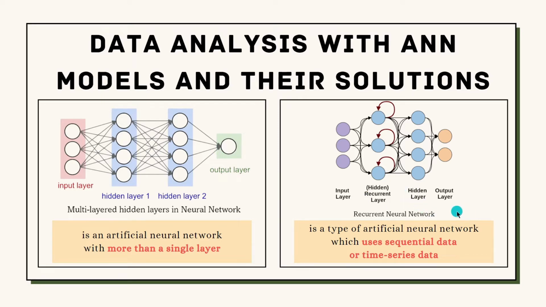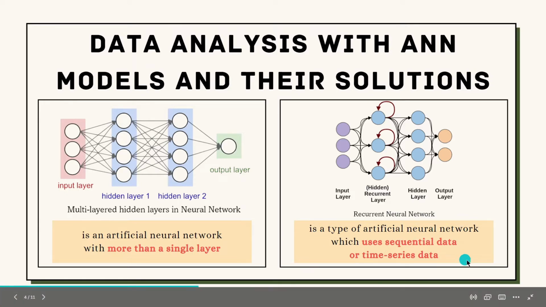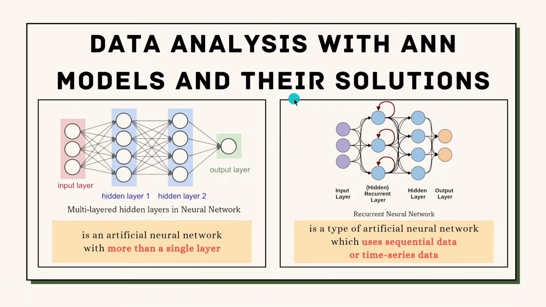Next, we'll be talking about the recurrent neural network, which is a type of artificial neural network which uses sequential data or time series data. An example of sequential data is a sentence. For example, my name is Mutu and his name is Ali. If the sequence of the sentence is changed, for example, my name is Ali and his name is Mutu, the meaning of the sentence is completely changed. So the sequence in this situation is very important. That's the type of data that the recurrent neural network uses.